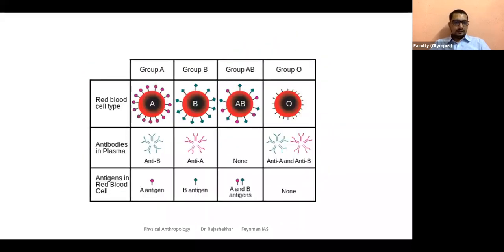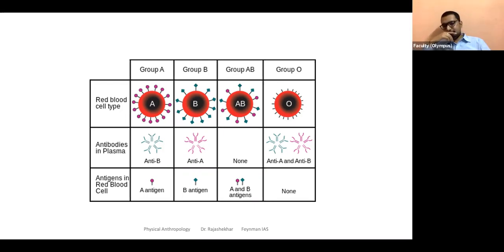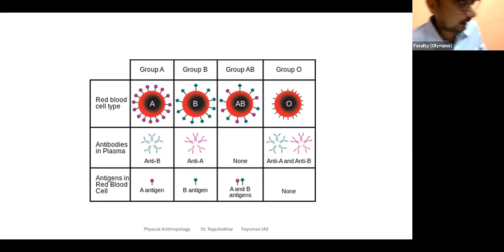Now, anyone else? By considering RH factor, what is a universal donor? You said O positive. Okay, let's say O positive is the universal donor. Universal donor means they can donate blood to others, correct? Let's say an O positive person donates blood to an A negative person. Is it acceptable? No.